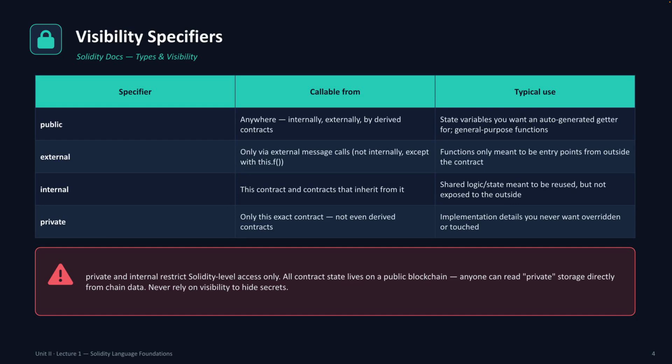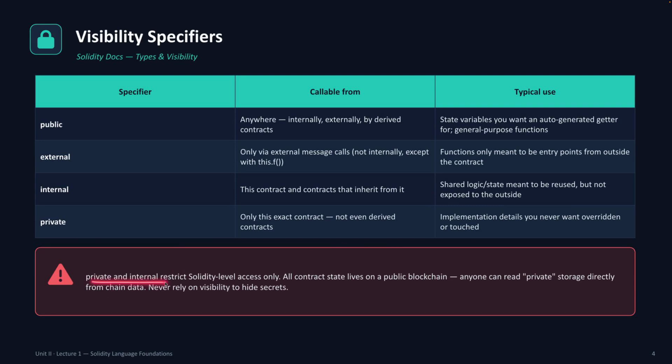Internal specifier. It is callable from within the same contract and from the derived contracts. Private specifier. Only this exact contract, not even derived contracts. Most of the time in interviews, a question is asked: what is the difference between internal and private? So internal can be called from within the contract and from the derived contracts, whereas private can only be called from within the same contract.